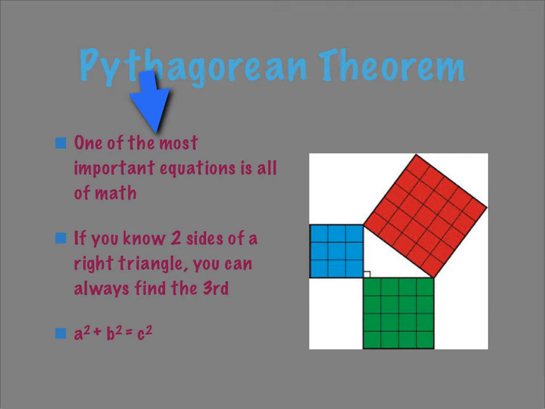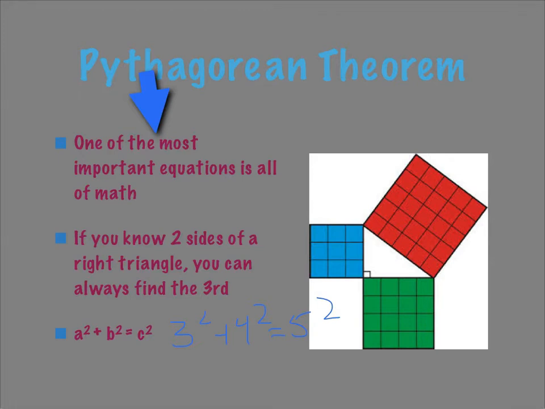Now, we're not going to talk about the Pythagorean theorem that much because we know that we've done this in other classes, but the point being is, for example, this is a 3, 4, 5 triangle, which means that 3 squared plus 4 squared equals 5 squared. That's 9 plus 16 equals 25. So that's the basics of the Pythagorean theorem.